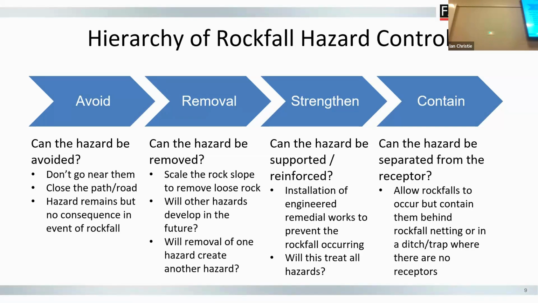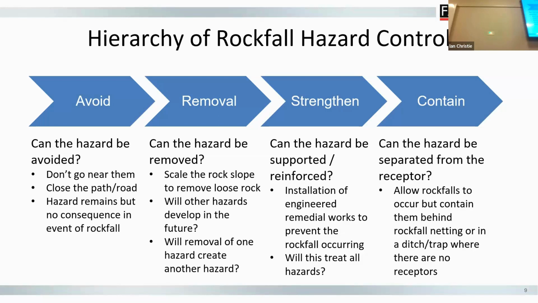If we think that removing the hazards isn't going to be the best solution for our site, then we would look at saying, well, can we either strengthen the hazards, which means supporting them up on the slope so that they don't fail in the first place, or can we allow the hazards to occur, but contain them in a designated area, or separate them from the receptor?